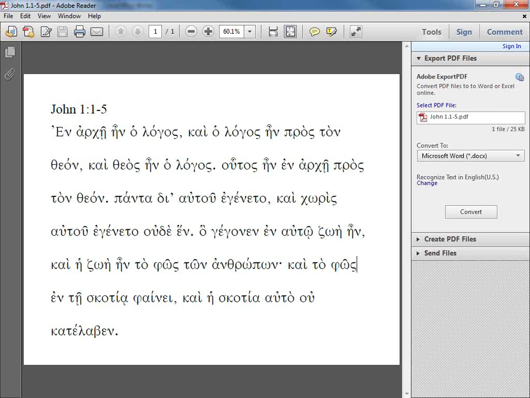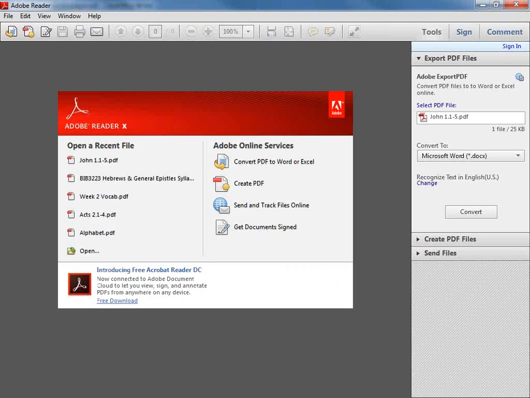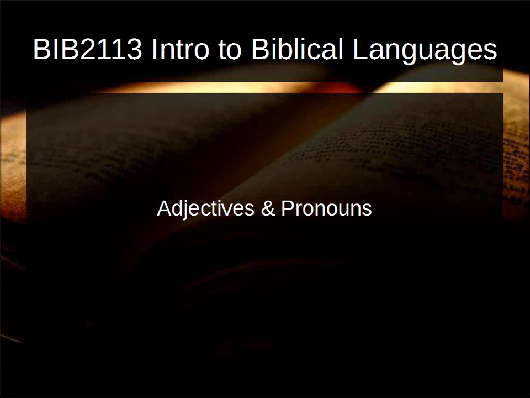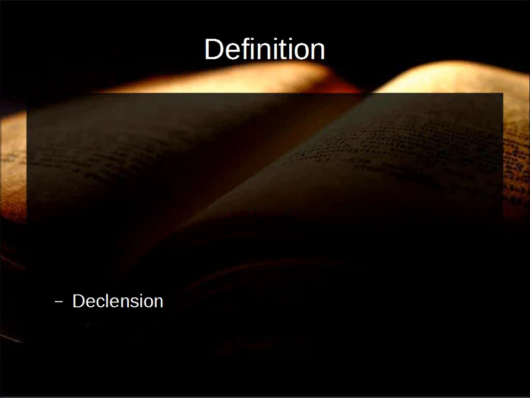All right, so let's continue on with the next presentation that I have, and it has to do with pronouns and adjectives. Pronouns and adjectives. Okay, so the first thing that I want to talk about are adjectives and how adjectives function and behave in the Greek.